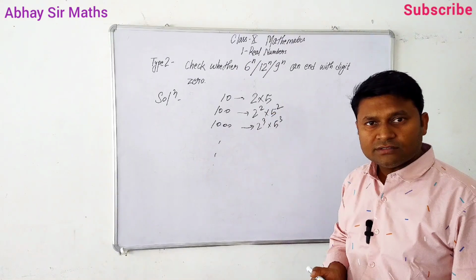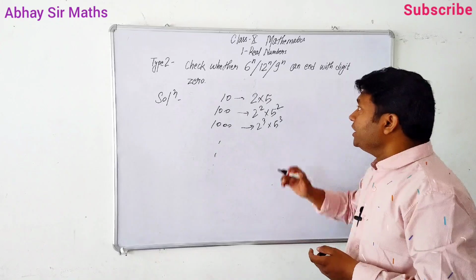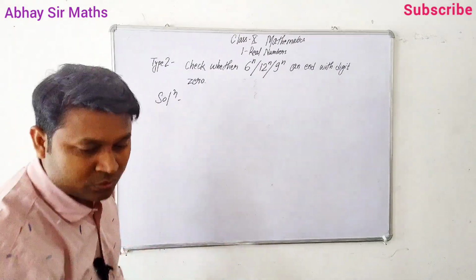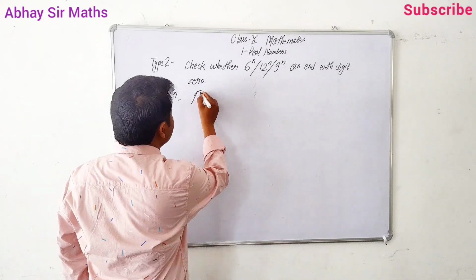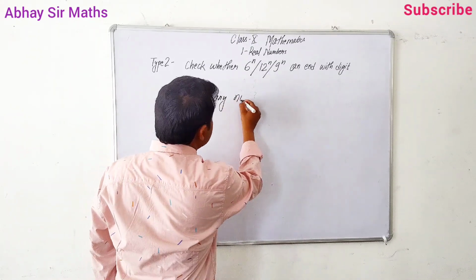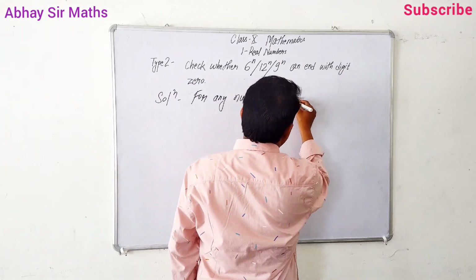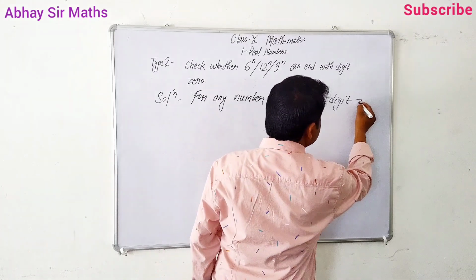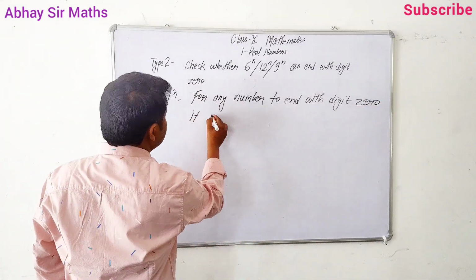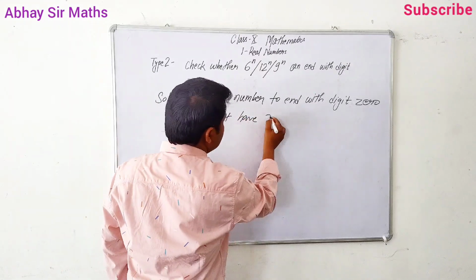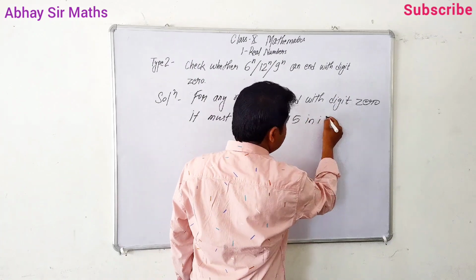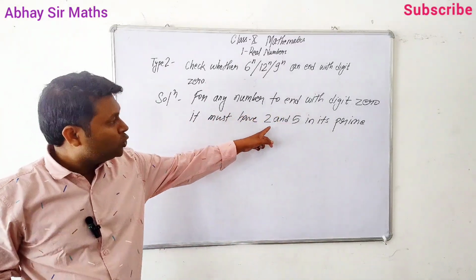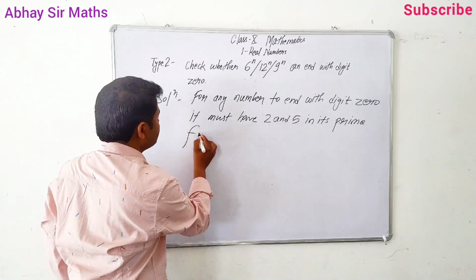So this pattern is going on. So this means that any number, when will zero come at the end of any number? If in its prime factorization there are 2 and 5. So we will write here, for any number to end with digit 0, it must have 2 and 5 both in its prime factorization.